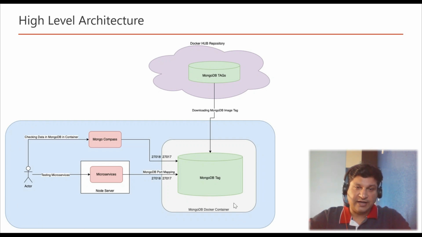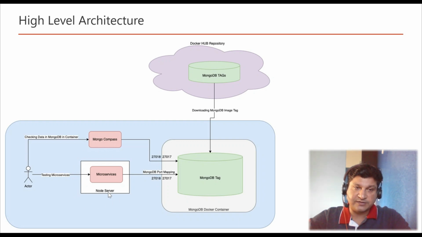In that local machine, I'm going to have a Docker container running, and I'll be downloading a MongoDB image from a Docker Hub repository. Do you see? This is a Docker Hub repository on the internet where I'll be downloading a specific tag of MongoDB into my local Docker repository, and then I'll run that image in a Docker container. MongoDB runs in the Docker container on its default port, 27017. So I'll be creating a port mapping of container port 27017 to local machine port 27018.